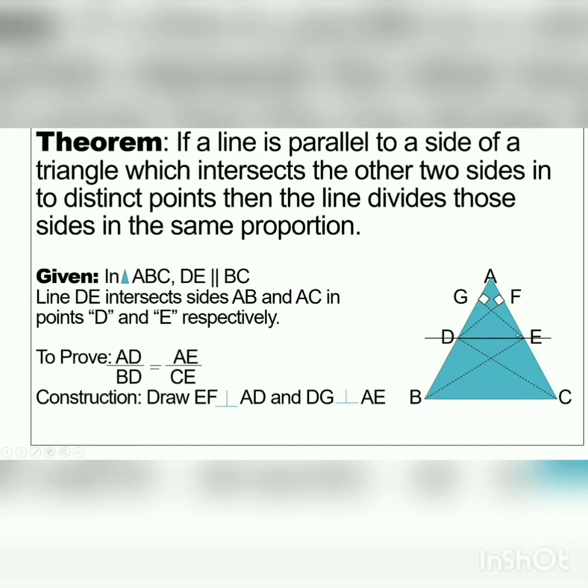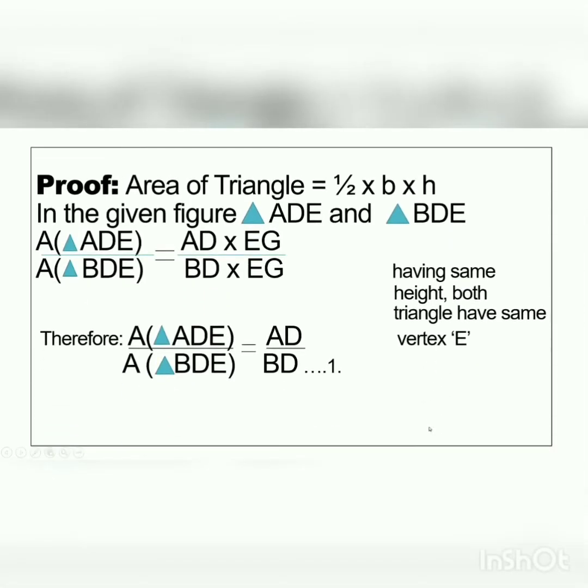Now you can see here, I draw perpendicular segment EG and perpendicular segment DF. Actually, this construction is not given in your textbook, but for better understanding, I draw EG and DF. Now you have to prove this theorem. From the last session, or basic concept, you know the area of a triangle is 1/2 into base into height.